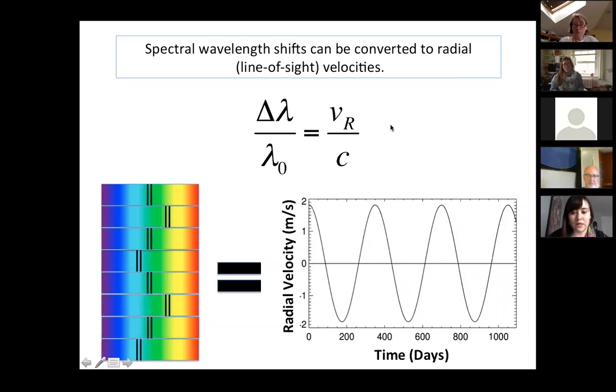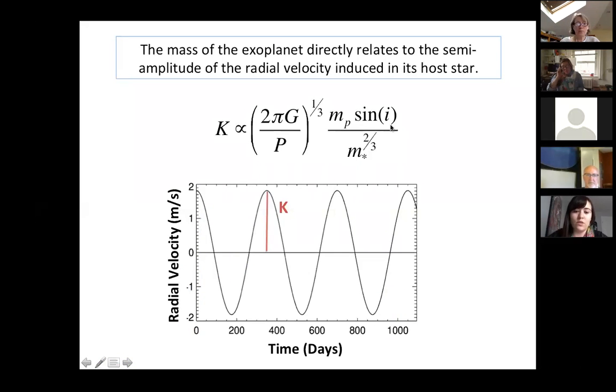And as it turns out, once we convert to those radial velocities, the amplitude, or semi-amplitude, of the signal, this K value right here, actually has a direct relation to the mass of the planet. And so once we determine the radius of the planet and we detect it with this radial velocity method, we now have a mass as well.